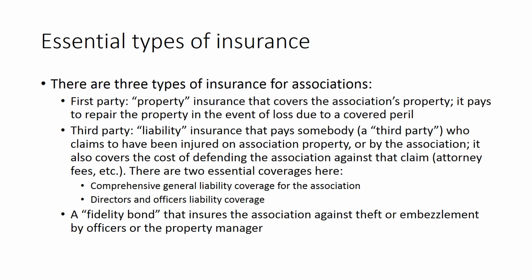Now, there are two essential third-party coverages that associations need to get. One is a CGL policy, comprehensive general liability. The second thing they need is directors and officers liability coverage. These will be two different policies. They may come from two different companies. Who knows? They are not the same thing. And if push comes to shove, you need to be careful. If there's a liability claim involving directors, tender it to both carriers, or under both policies.